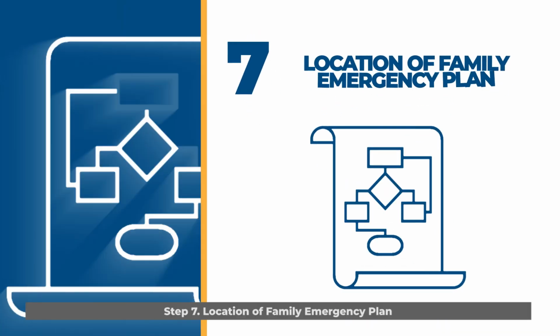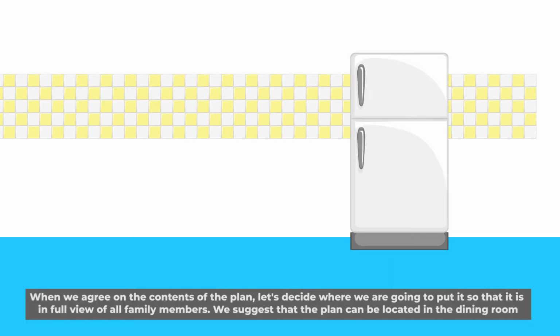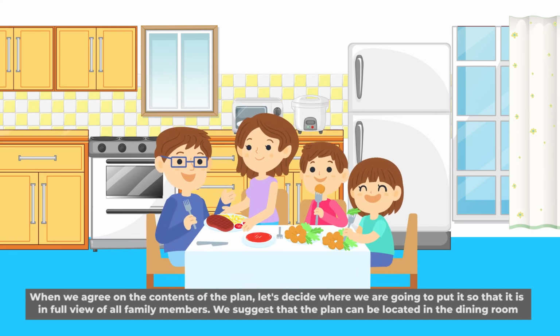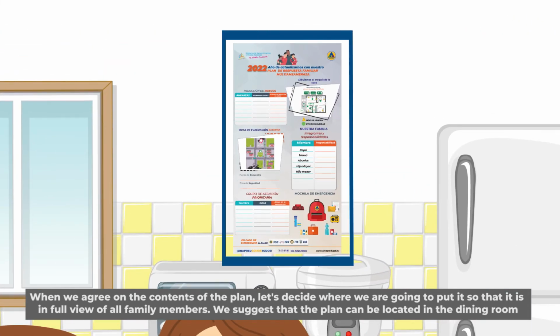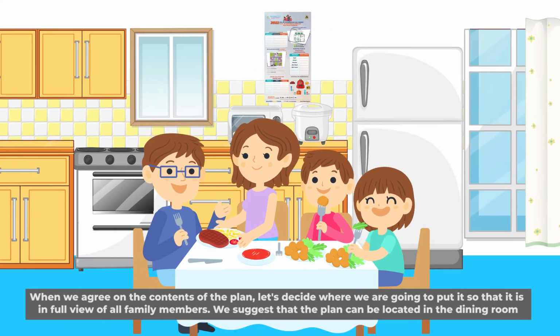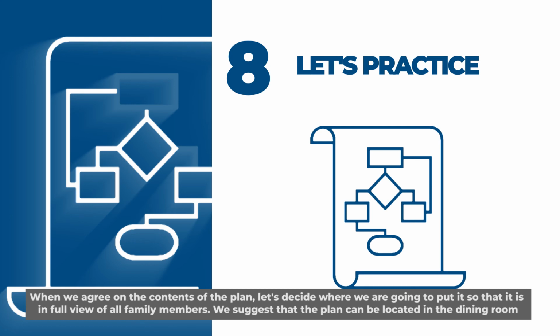Step number 7. Location of family emergency plan. When we agree on the contents of the plan, let's decide where we are going to put it so that it is in full view of all family members. We suggest that the plan can be located in the dining room.